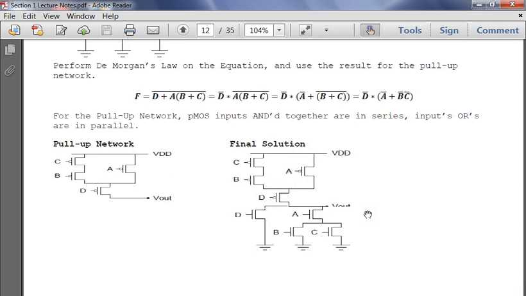Yes. It uses the same wording on this. It says perform De Morgan's laws on the equation used to result for the pull-up network. Yeah. So the pull-up network isn't the PMOS. Yeah, the pull-up network is PMOS. Pull-down is NMOS. So what you want to do is you start with the original equation, right?